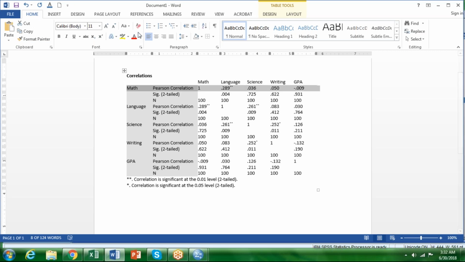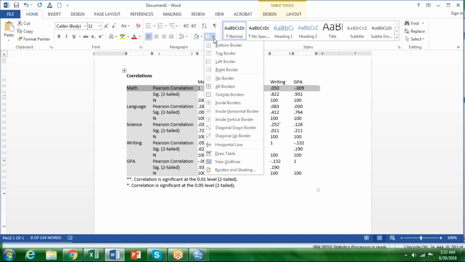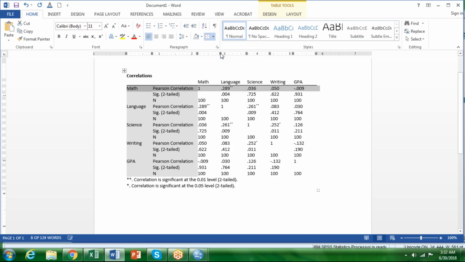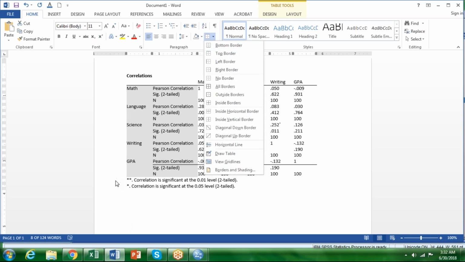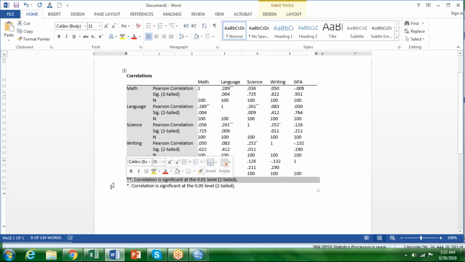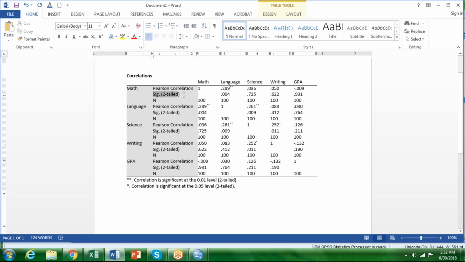So line at the top, line at the bottom. No, let's do this line down here. And then line at the top again. So that way you can come back in and clean this up if you want, and remove all this extra information.